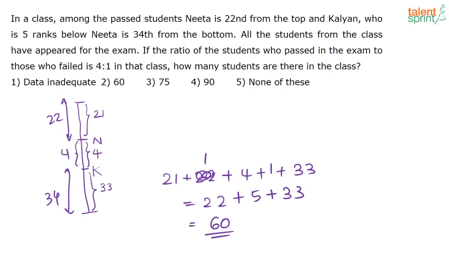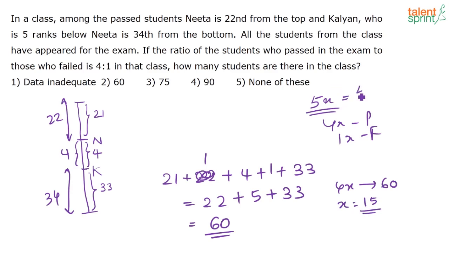Here the pass-fail ratio is 4:1, correct? So in ratios, if there are totally 5x students in the class, 4x students have passed the exam and 1x students have failed, correct? Now this 4x accounts to 60 students. So what is x? x is equal to 60 divided by 4, that is equal to 15, correct? So totally how many students are there? Totally 5x students, or 5 into 15, that is equal to 75. Hope it's clear. So the total number of students in the class is 75.